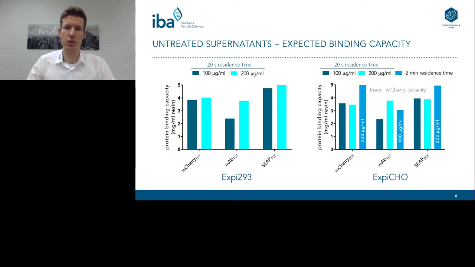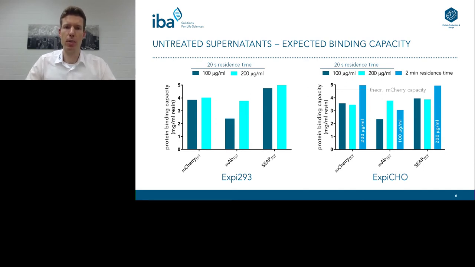We adjusted the concentrations in the supernatant to two concentrations, 100 micrograms per milliliter or 200 micrograms per milliliter. And all experiments were done on 200 microliter Strep-Tactin XT gravity flow columns. This is important because in gravity flow mode, we cannot adjust the flow speed.